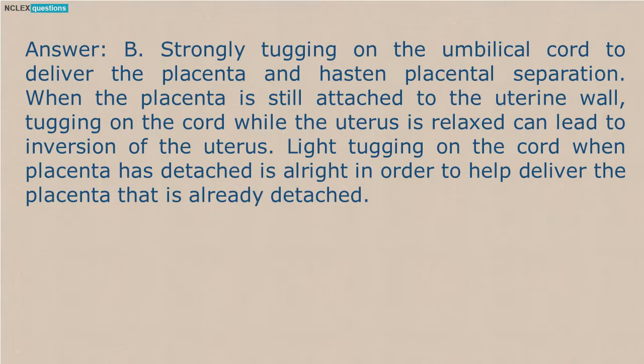Answer B. Strongly tugging on the umbilical cord to deliver the placenta and hasten placental separation. When the placenta is still attached to the uterine wall, tugging on the cord while the uterus is relaxed can lead to inversion of the uterus. Tugging on the cord when the placenta has detached is all right in order to help deliver the placenta that is already detached.